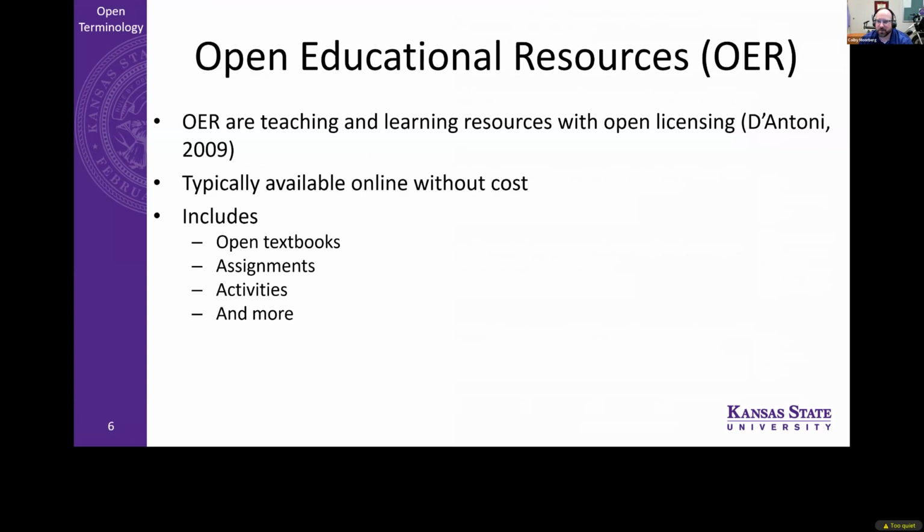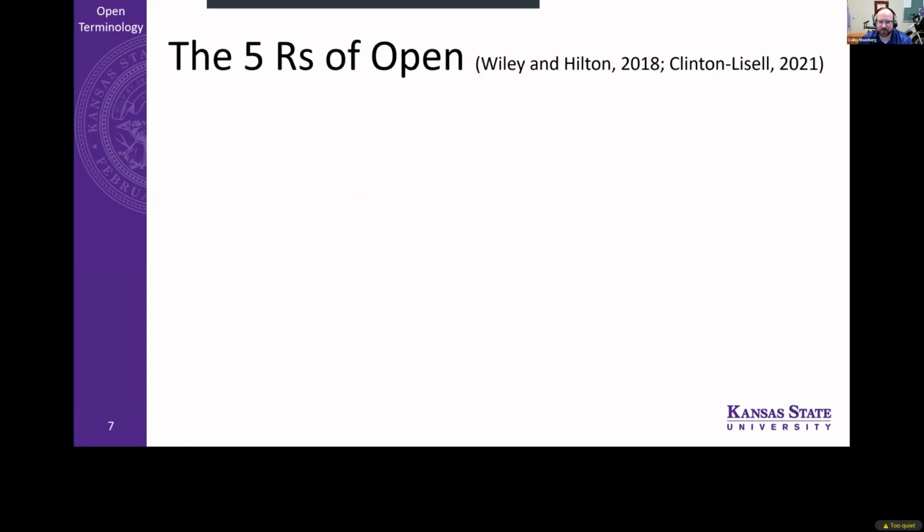The broadest term for these open resources is open educational resources, or OER for short. These resources are typically available online and without cost. This is the broadest term because it includes really all teaching materials that are openly licensed and free to students. It could include open textbooks, assignments or activities, and lots of other products that students are using. And then within that, we have things like open textbooks.